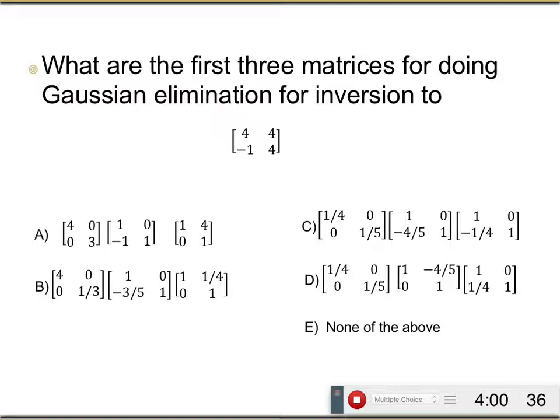A student in their journal said they didn't understand how you get multiple shears to get to the identity matrix. I'll go through all of that when we go over the answer. So I'll give you another 45 seconds.